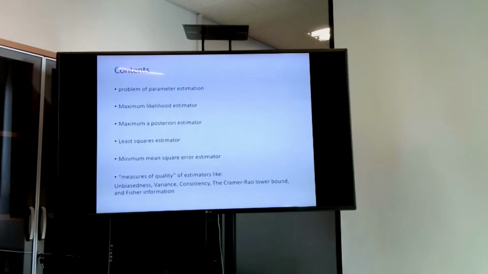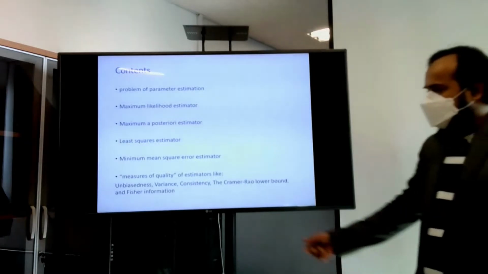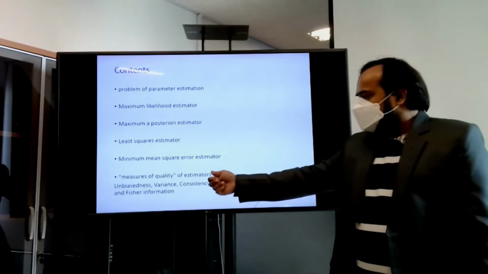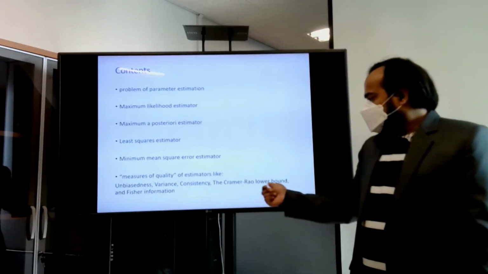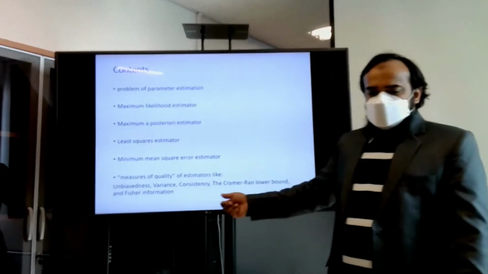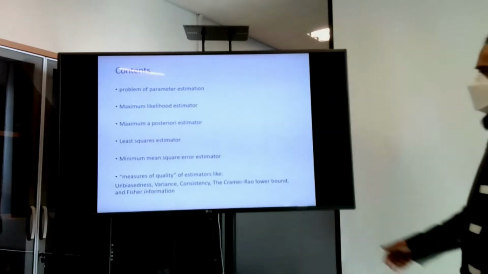So today's lecture is about problems for parameter estimation: maximum likelihood estimator, maximum a posteriori estimator, least square estimator, minimum mean square error estimator, and then the measures of estimator quality like unbiasedness, variance, consistency, the Cramér-Rao lower bound, Fisher information, and some efficiency and application.